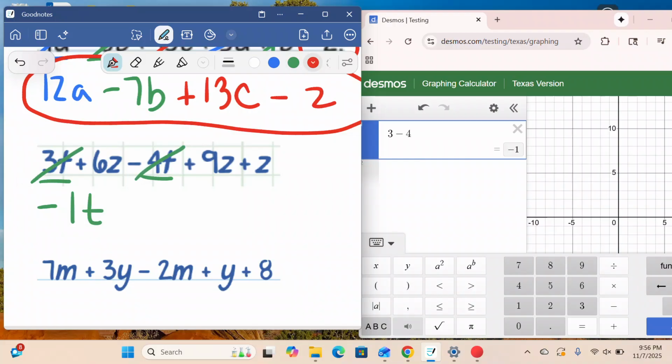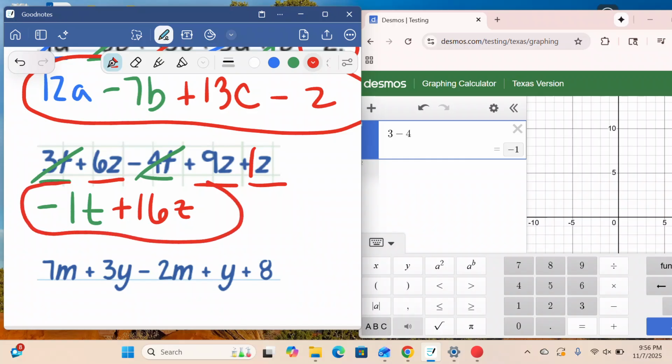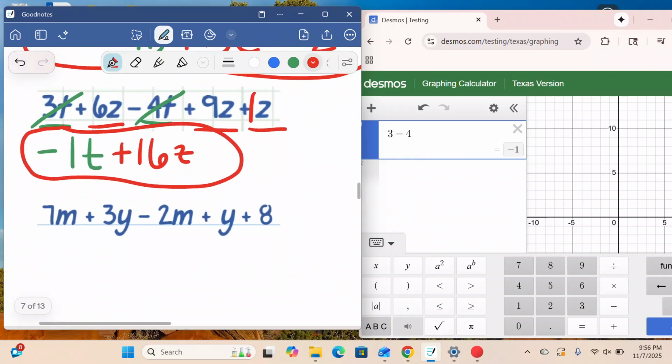I'm going to now go on to the Z's. I have a positive 6Z. I have a 9Z, and I have a 1Z right here, an imaginary 1 right there. So again, I'm going to add 6 plus 9, which gives me 15, plus 1, which gives me 16. So I have my 16Z. Now, can I combine Z's and T's? No, so I am done, and that is my simplified version of collecting like terms.